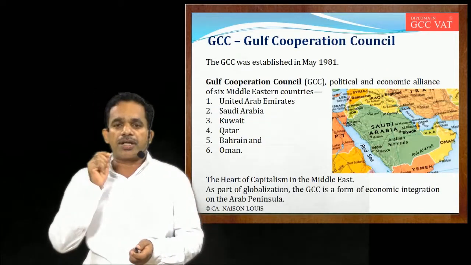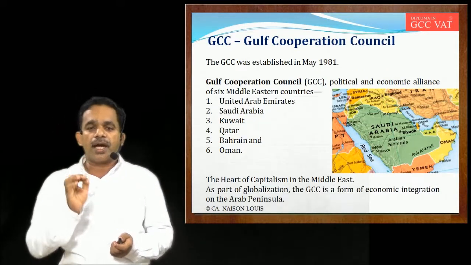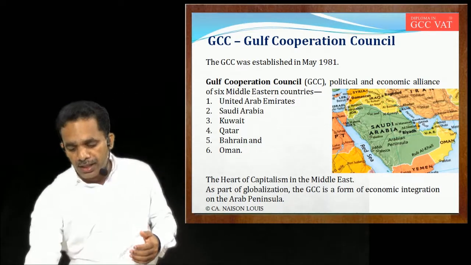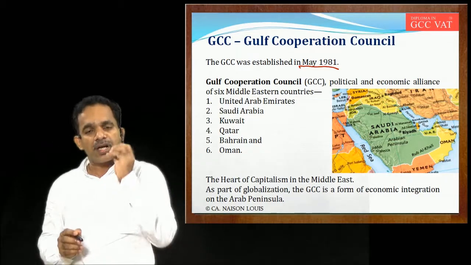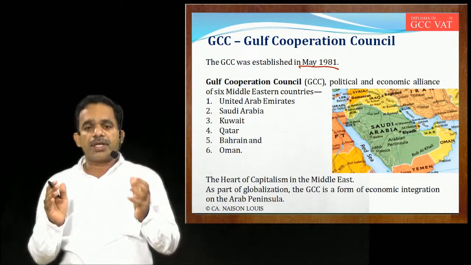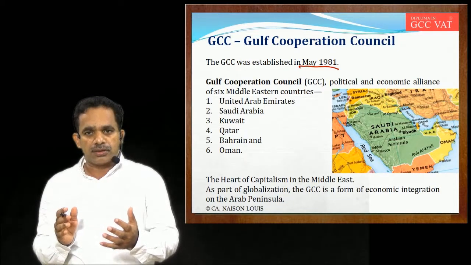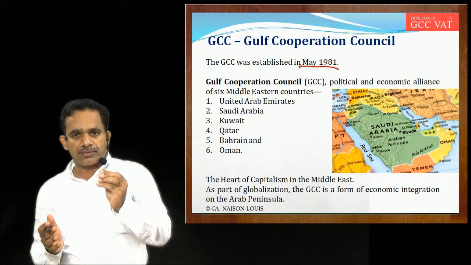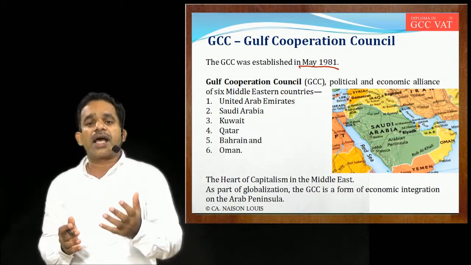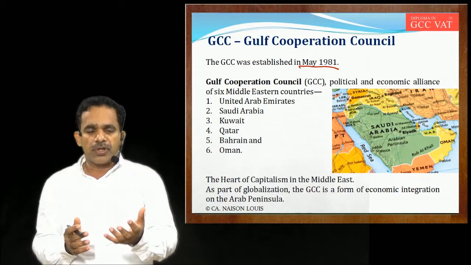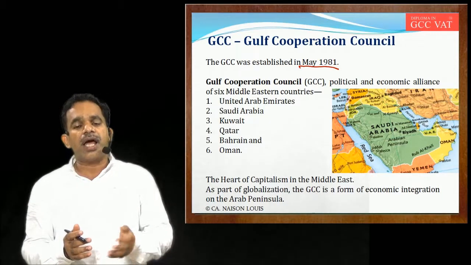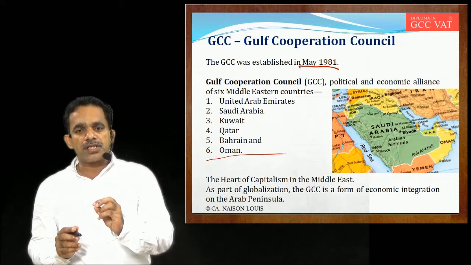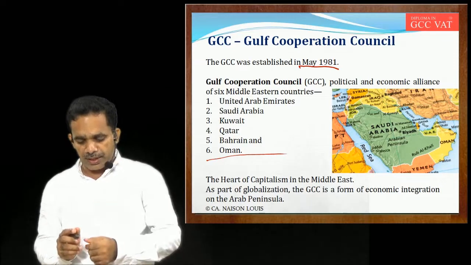First, let us understand what is GCC, that is Gulf Cooperation Council. The GCC was established in May 1981. And what is the Gulf Cooperation Council? It is a political and economic alliance, means it is an association, an alliance of 6 countries. Which are these 6 countries? United Arab Emirates, Saudi Arabia, Kuwait, Qatar, Bahrain and Oman. So all these 6 countries are the members of the Gulf Cooperation Council.